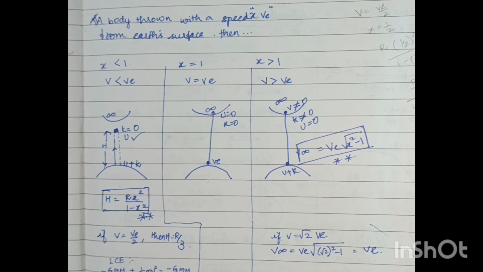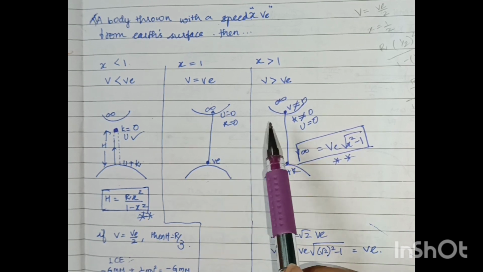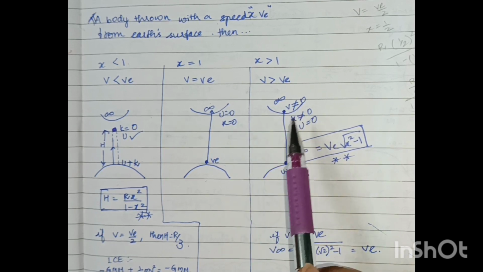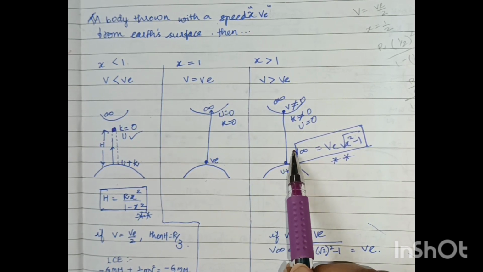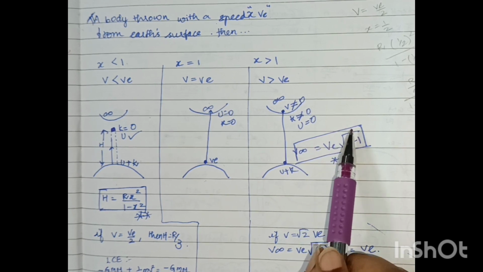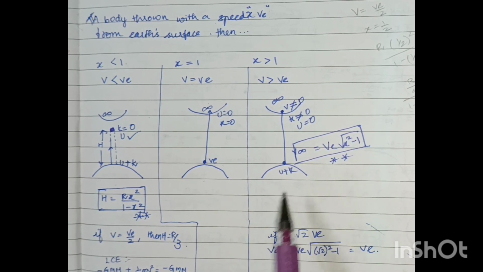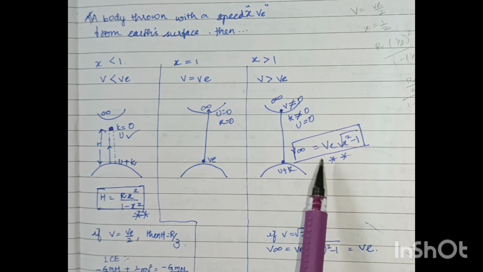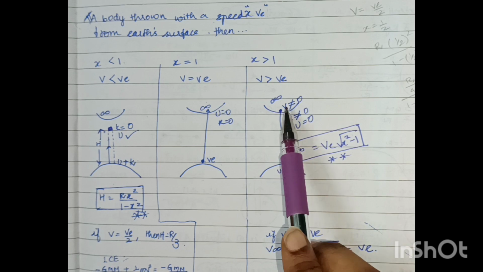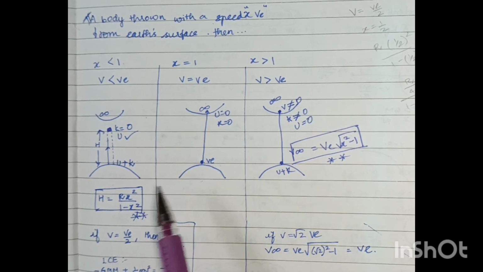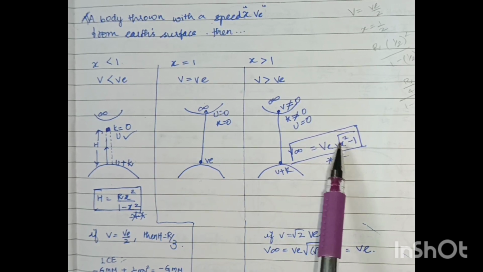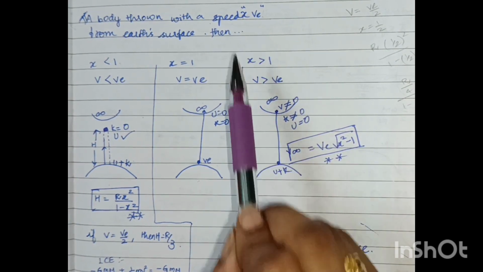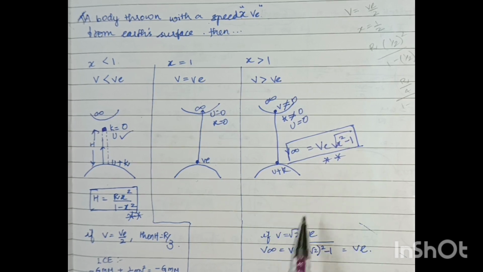Now here the general question asked is, what is the final velocity after it goes to infinity? So v infinity equals v into under root x square minus 1. This is the general formula which we have to remember, so that it will be helpful to find the final velocity just after reaching infinity. What is the x we have to take? If it is 2 times Ve, then the x you have to take is 2. Okay, 2 square minus 1, like that.